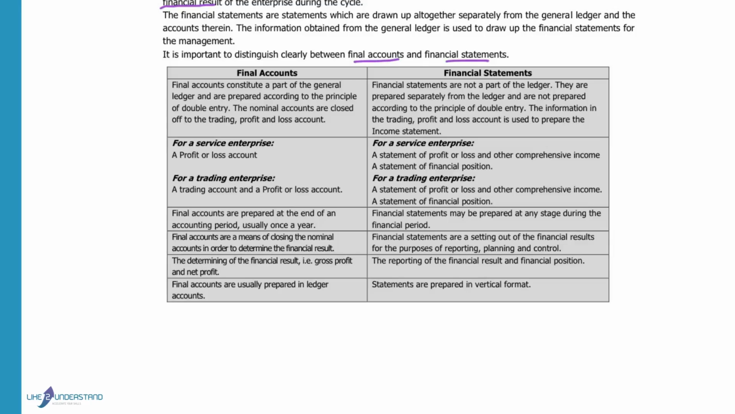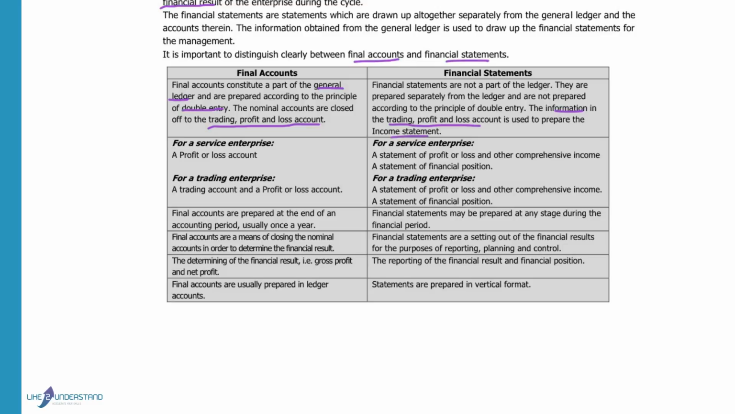The final accounts constitute a part of the general ledger, so it is T accounts that we prepare in the general ledger, and we complete double entries where we close the nominal accounts and transfer it to the final accounts. The nominal accounts that is called the final accounts is your trading profit and loss account. Financial statements are not part of the ledger. They are prepared separately from the ledger and are not prepared according to the double entry principle. All the information that appears in the trading profit and loss account will be used to prepare the income statement.